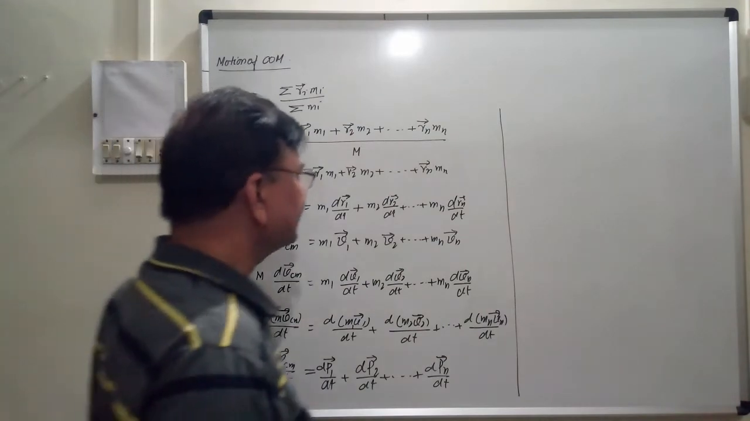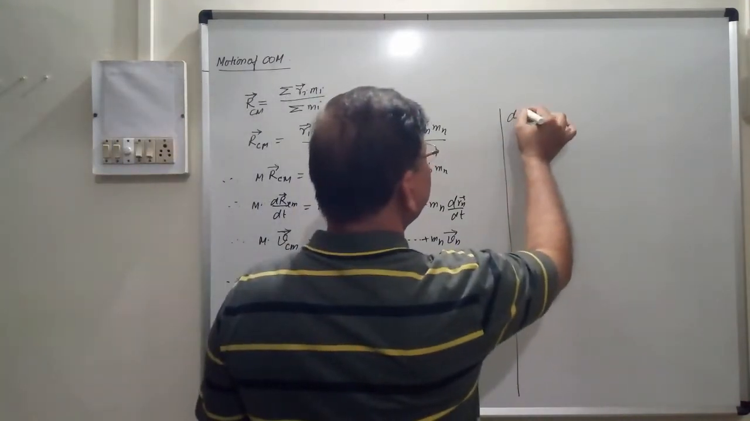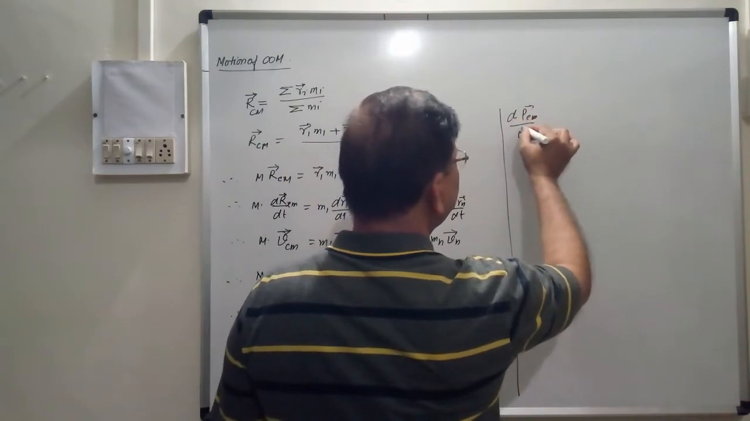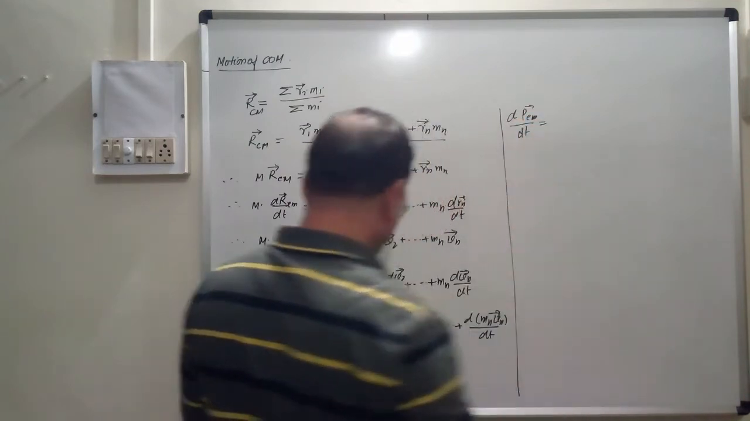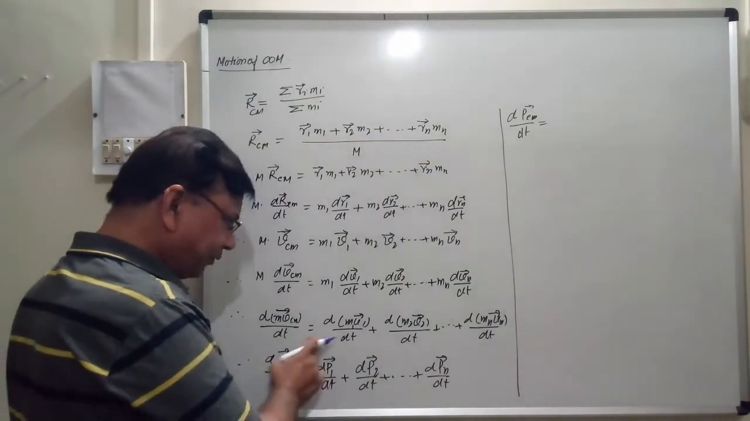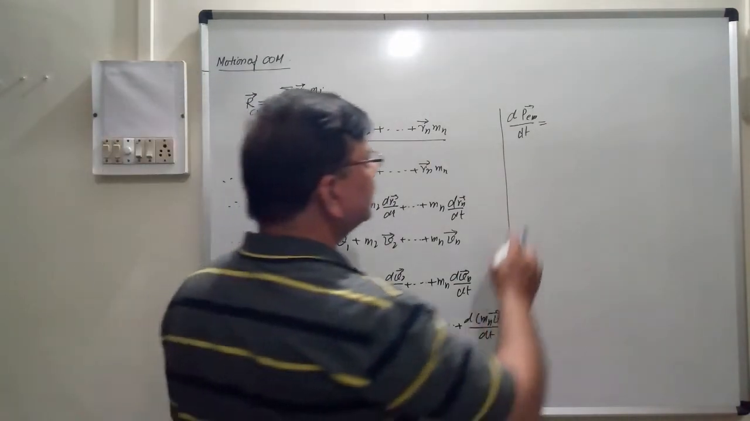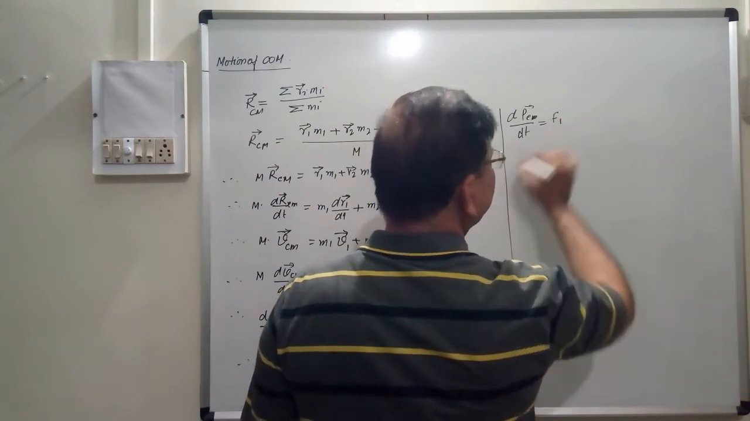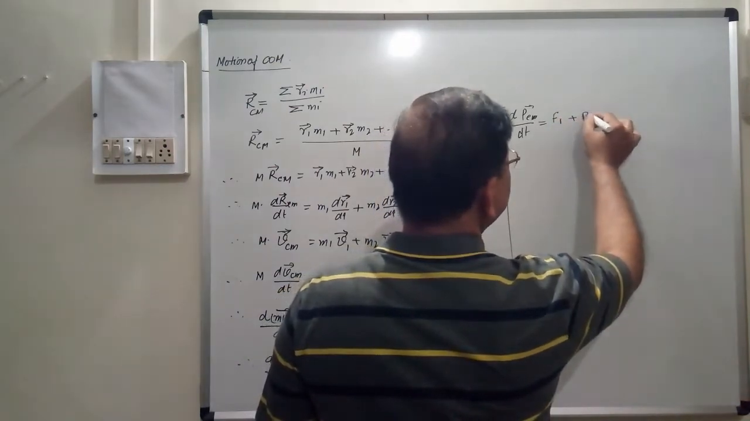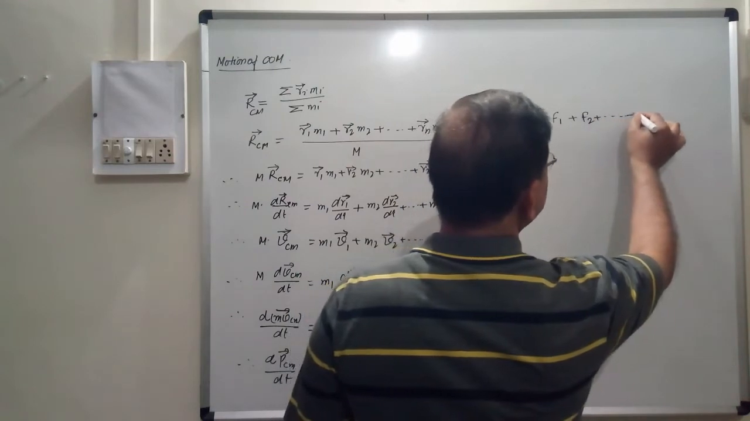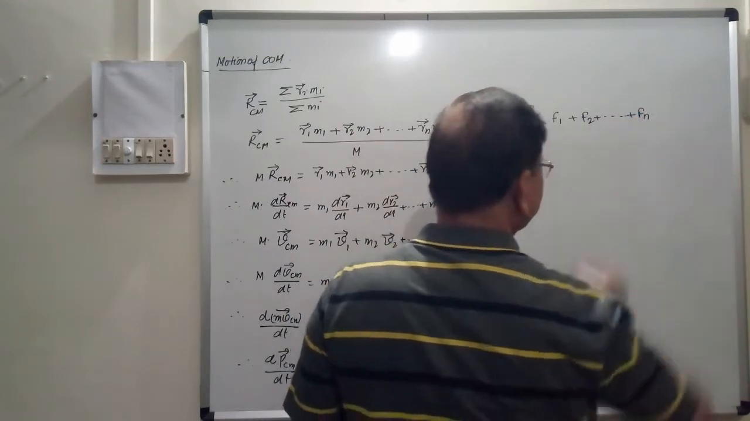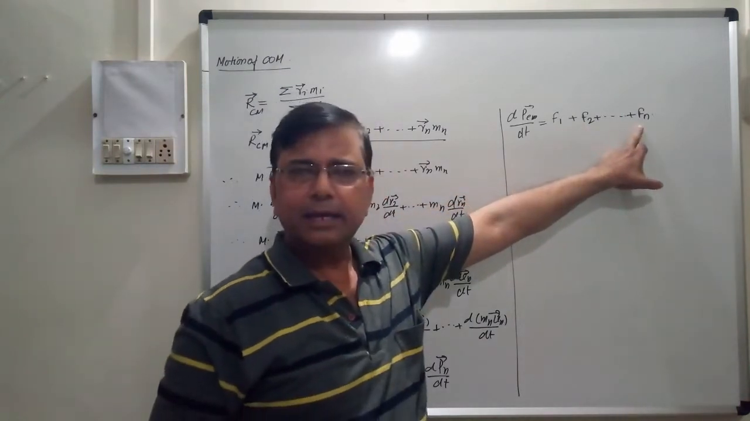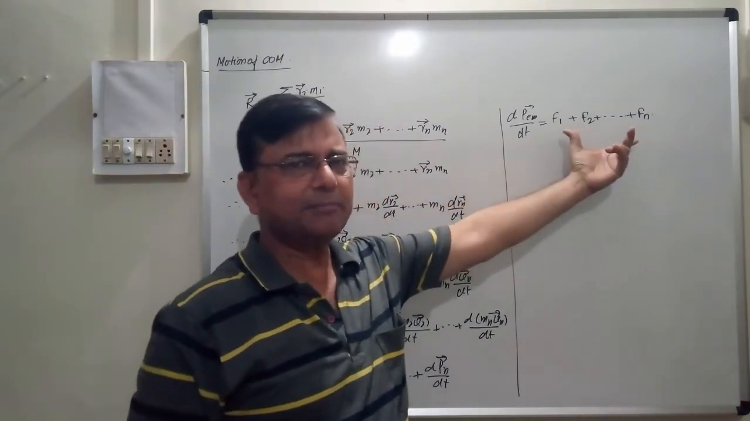So we can write dP center of mass upon dt is equal to, what is this? Net force acting on the first particle. So if net force acting on first particle is denoted by F1, right, plus F2 plus like this plus Fn. So these are the net forces acting on these individual particles of the system of particles.